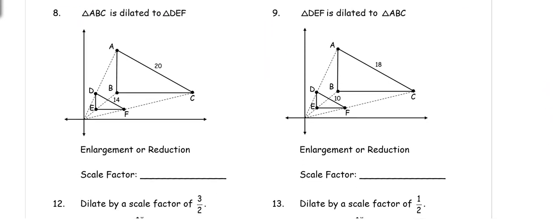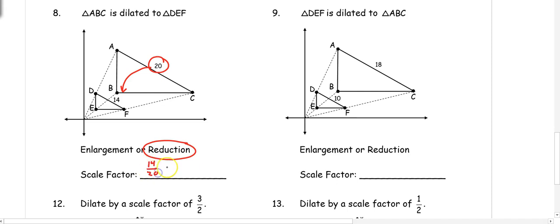Number 8, ABC is dilated to DEF. So we have the side from ABC going to DEF. This is going to be a reduction because DEF is a smaller triangle. So when we do our scale factor, it's the new shape over the old shape, and that reduces to 7/10.